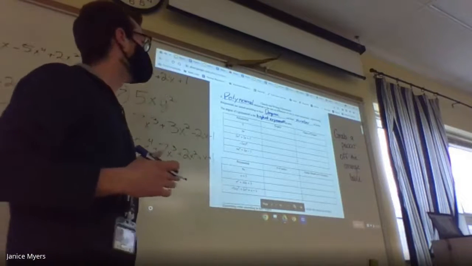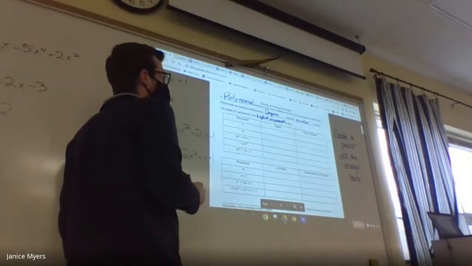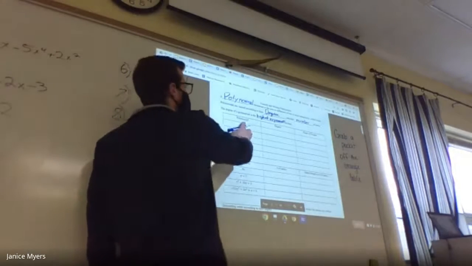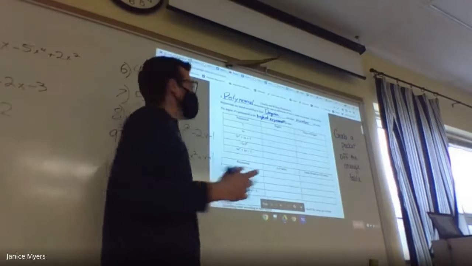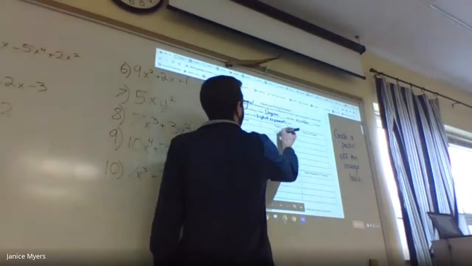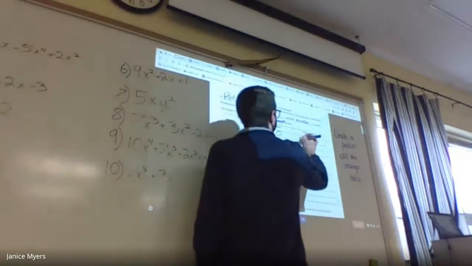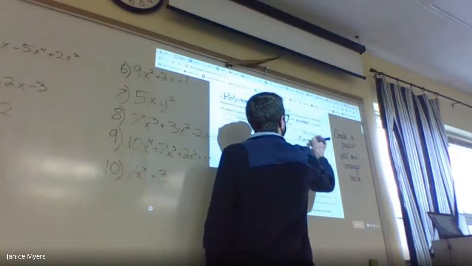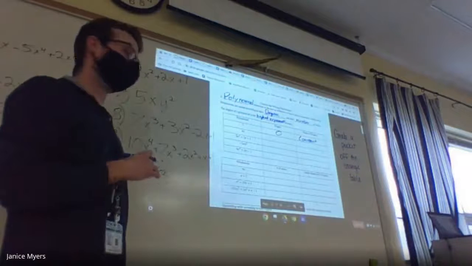So looking at the first one, we have 7. So if you're looking at the highest exponent, what's the exponent of this polynomial? We don't have an exponent, right? So your degree number is 0. And the name of that is just going to be a constant, because you don't have an exponent, so it's just a number.